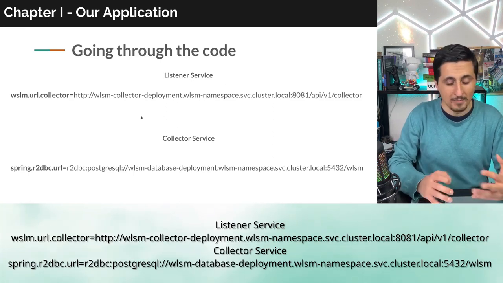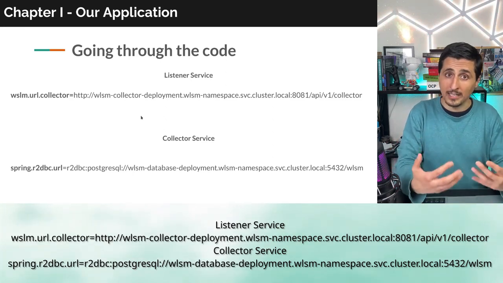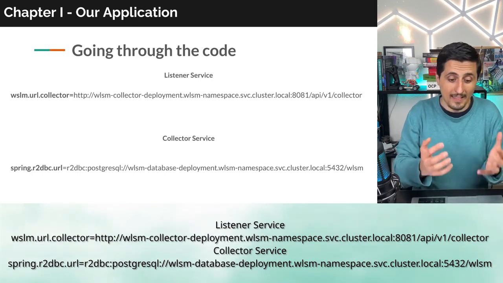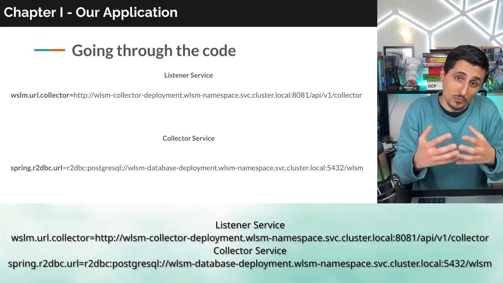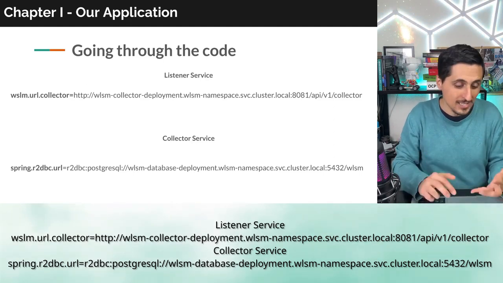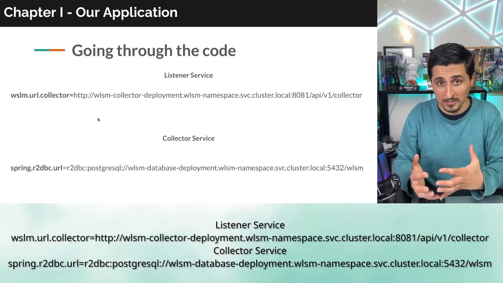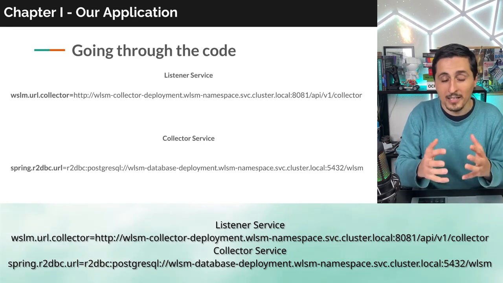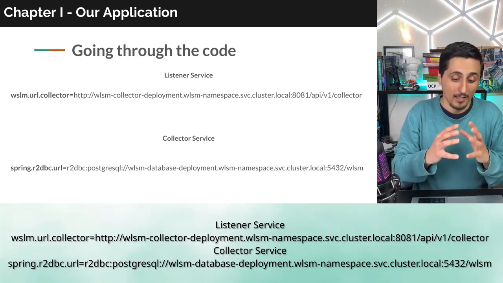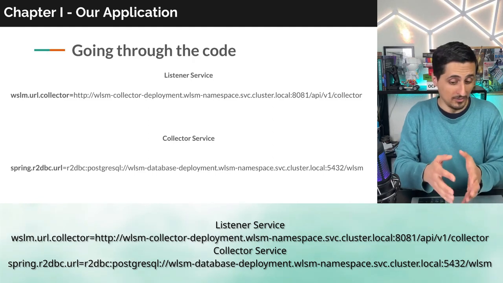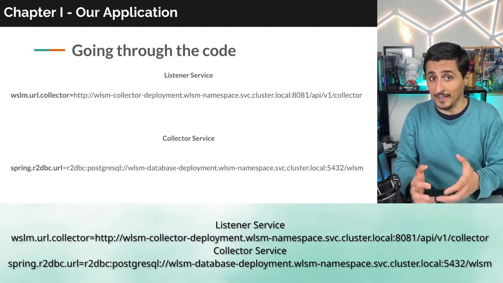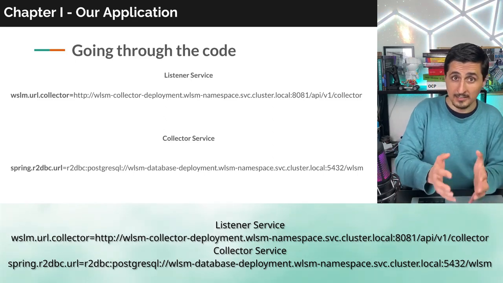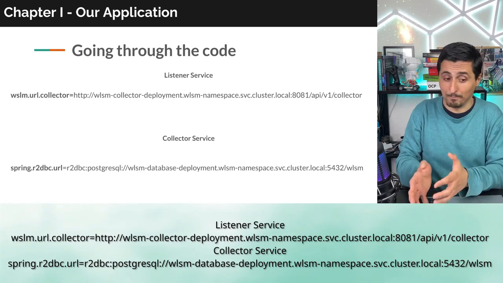So let's look at the first example in the listener service. Of course, we want to relay the data that we collected from the listener service to the collector service. That means we need to reach the collector service, and the collector service has this name, WLSM collector deployment. We will see this later on. It's been assigned the WLSM namespace. Then we just need to follow that up with .svc.cluster.local, and then add the port, and finally the path to the endpoint that we are sending the data traffic to.